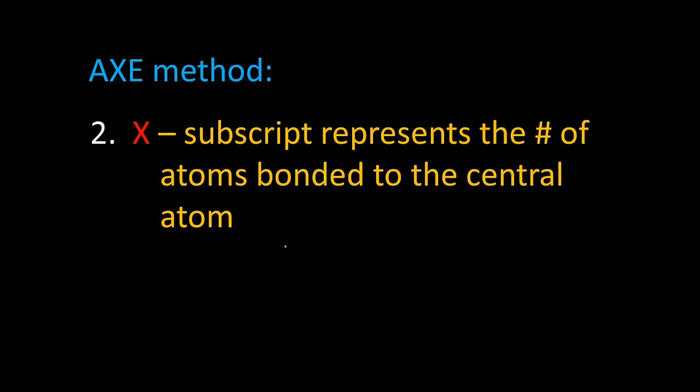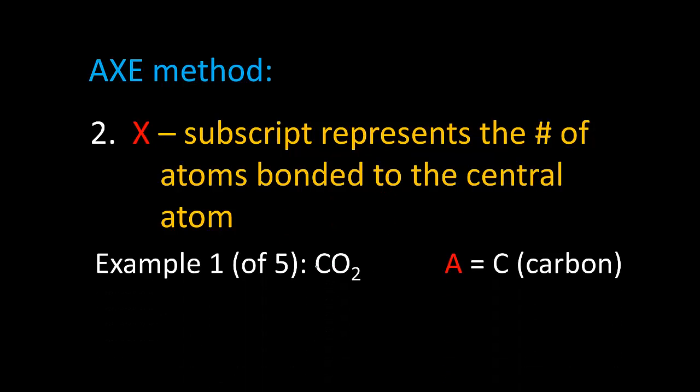The second step is the X. And that subscript on the X represents the number of atoms bonded to the central atom. So in our example of carbon dioxide, A represents carbon. X represents the number of atoms that are bonded to the central atom. So carbon's our central atom, and we have two oxygens bonded to it. So X would be 2, and that would look like a subscript, X sub 2.